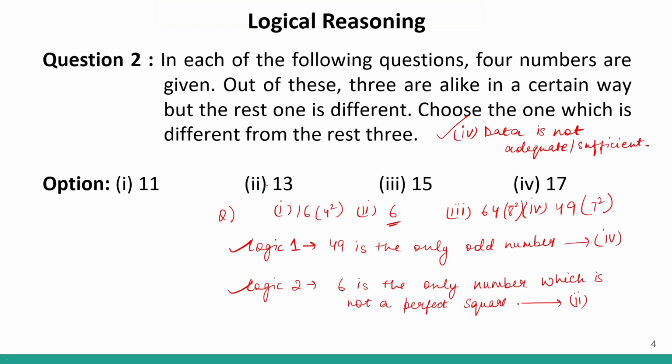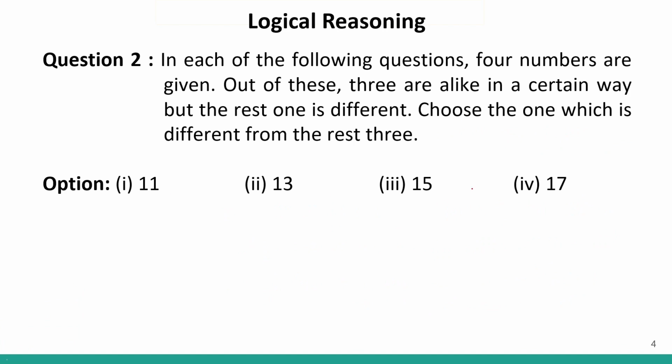Okay, so now let us come back to this question number 2. 4 options are given, one is different, and we have to identify which one. So very simple, 11 is a prime number, 13 again is a prime number, 17 is also a prime number, but 15 is a composite number, it is not a prime number. So hence option number 3, 15 will be the correct answer to this question.